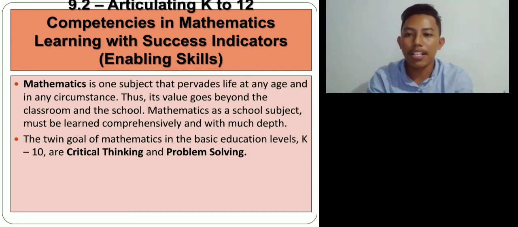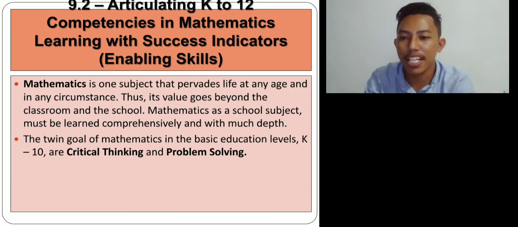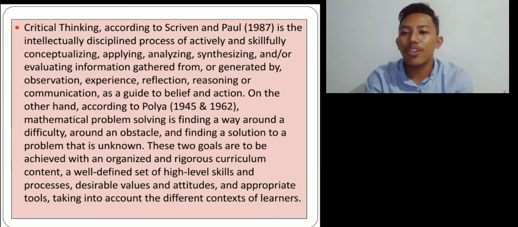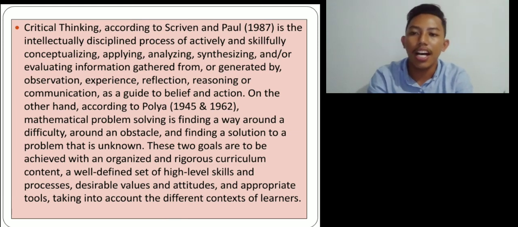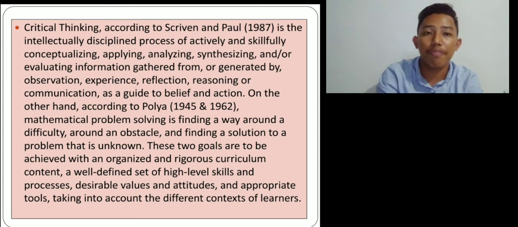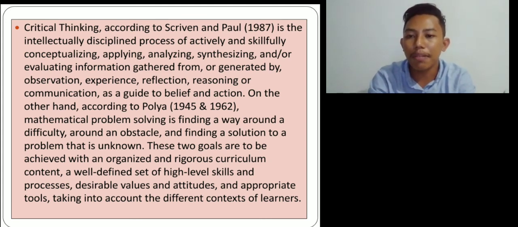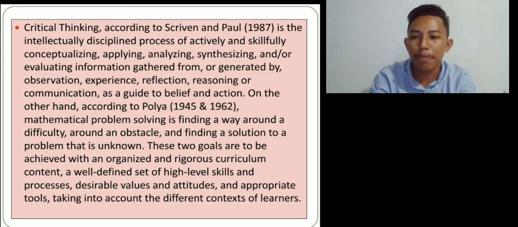Mathematics as a school subject must be learned comprehensively and with much depth. The twin goals of mathematics in the basic education levels, K to 10, are critical thinking and problem solving. Critical thinking, according to Scriven and Pohl, is the intellectually disciplined process of actively and skillfully conceptualizing, applying, analyzing, synthesizing, and/or evaluating information gathered from or generated by observation, experience, reflection, reasoning, or communication as a guide to belief and action. On the other hand, according to Polya, mathematical problem solving is finding a way around a difficulty, around an obstacle, and finding a solution to a problem that is unknown.